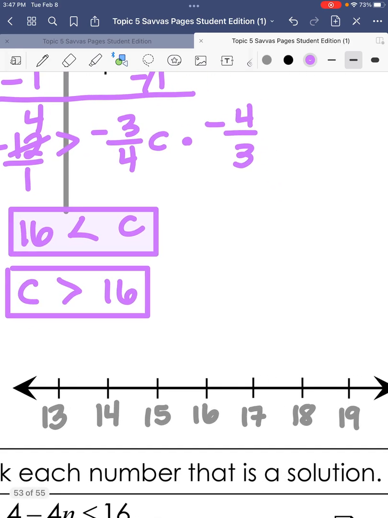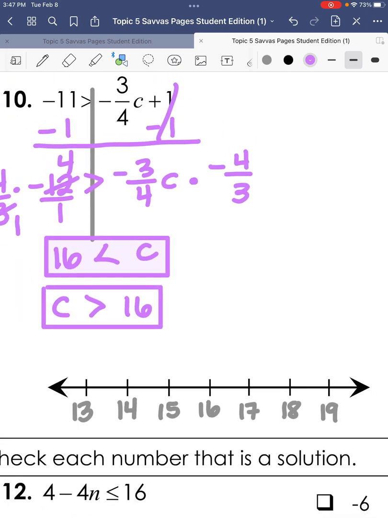Let's graph it. I've already labeled my number line. So at 16, I'm going to place my closed circle. And which direction do I shade? Well, c is bigger than or equal to 16, so I want to shade the numbers that are bigger. So I'm shading towards 19 and beyond, so I include that arrow.